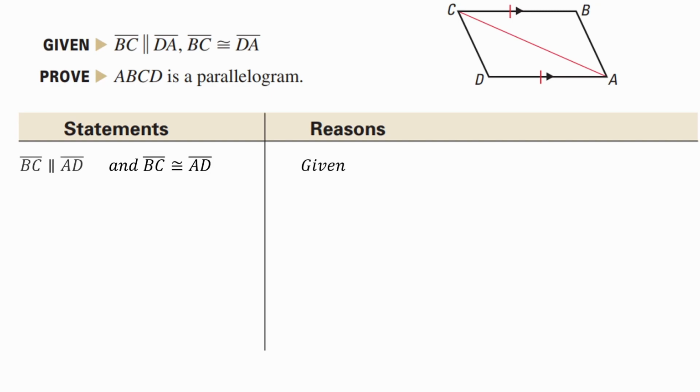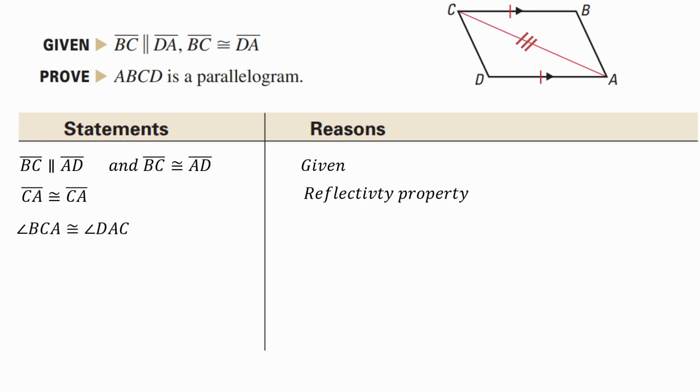So let's start with our given information. Line BC is parallel to line AD, and line BC is congruent to line AD. We also see that there is a line that is the diagonal of this. So we know that line AC is congruent to line CA. That is just the reflexive property. I gave it 3 marks here to indicate that the lines are congruent to each other.